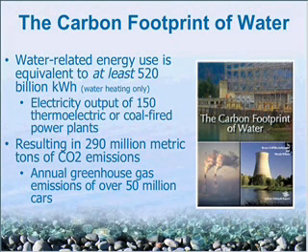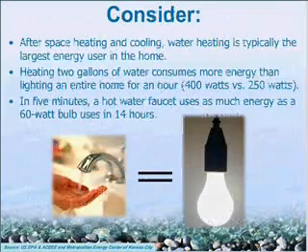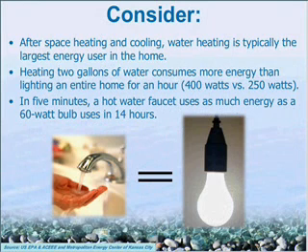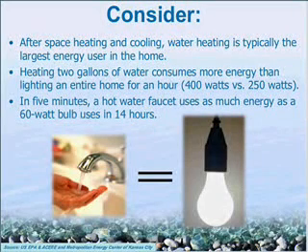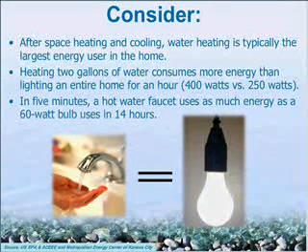Now, to put this in perspective and to think about just how much energy it takes, especially when you're heating water, consider that after space heating and cooling, water heating is typically the largest energy user inside the home. Heating 2 gallons of water consumes more energy than lighting an entire home for an hour. Again, assuming you're using compact fluorescent light bulbs, it's 400 watts versus 250 watts.